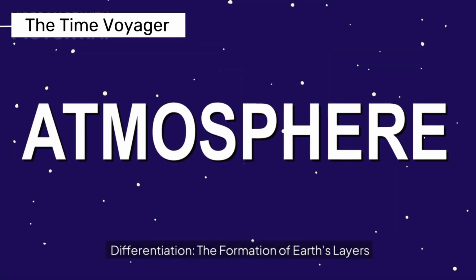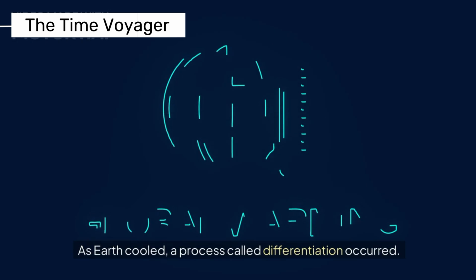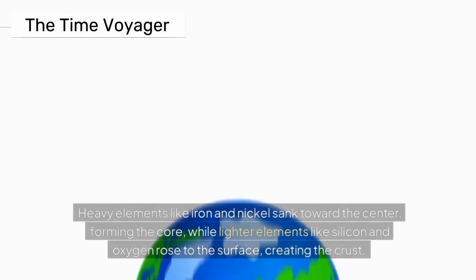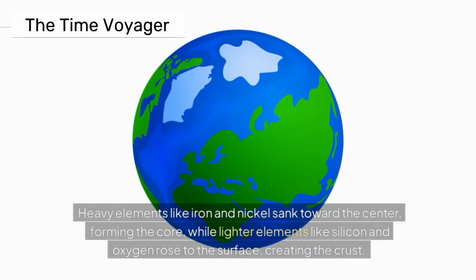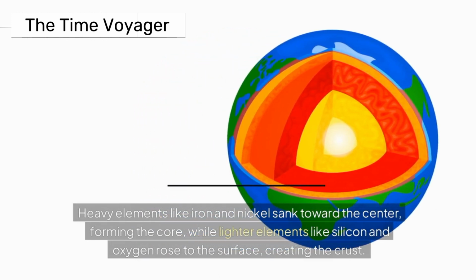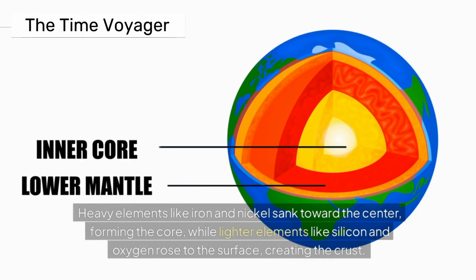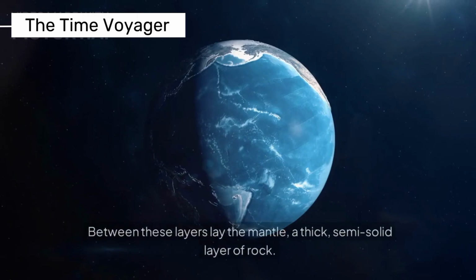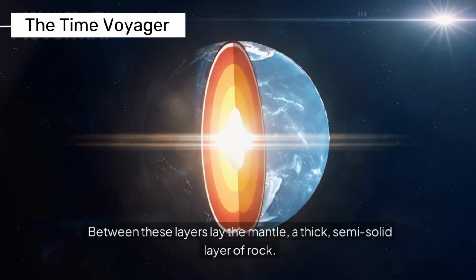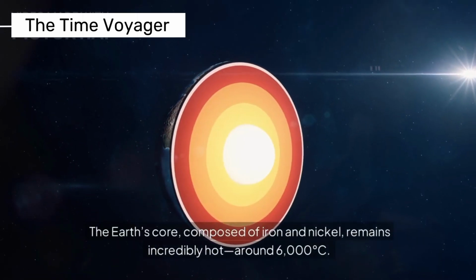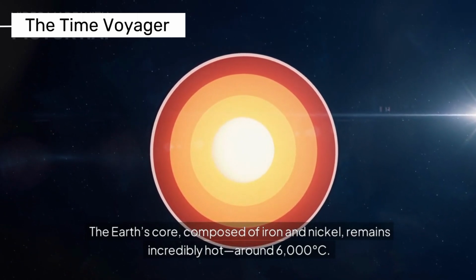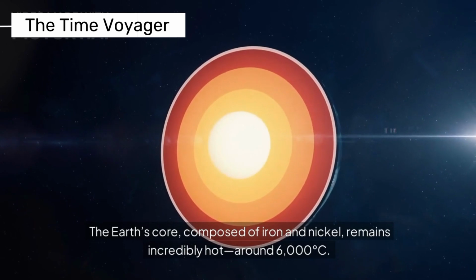Differentiation, the formation of Earth's layers. As Earth cooled, a process called differentiation occurred. Heavy elements like iron and nickel sank toward the center, forming the core, while lighter elements like silicon and oxygen rose to the surface, creating the crust. Between these layers lay the mantle, a thick, semi-solid layer of rock. The Earth's core, composed of iron and nickel, remains incredibly hot, around 6,000 degrees Celsius.